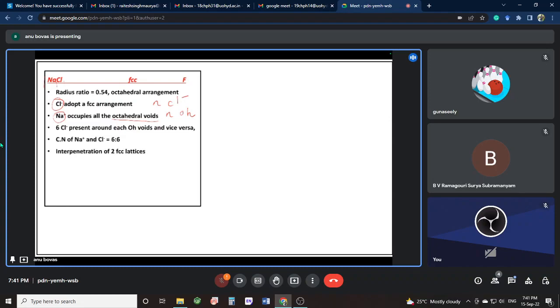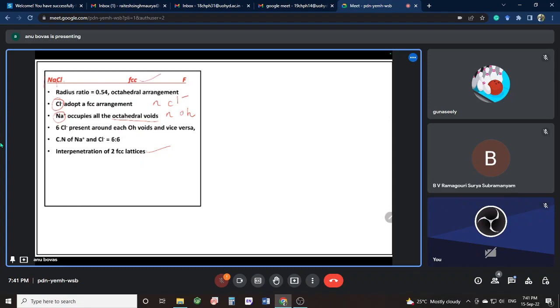This structure is also said to be an interpenetration of two FCC lattices, one of Na plus and the other of Cl minus, because when the arrangement comes into the complete picture, where Cl minus adopts the FCC structure and Na plus occupies the octahedral voids, this looks as if two FCC lattices are interpenetrating each other. So if an option comes like interpenetration of two FCC lattices, you have to go for this. Otherwise, you can directly select the FCC option.